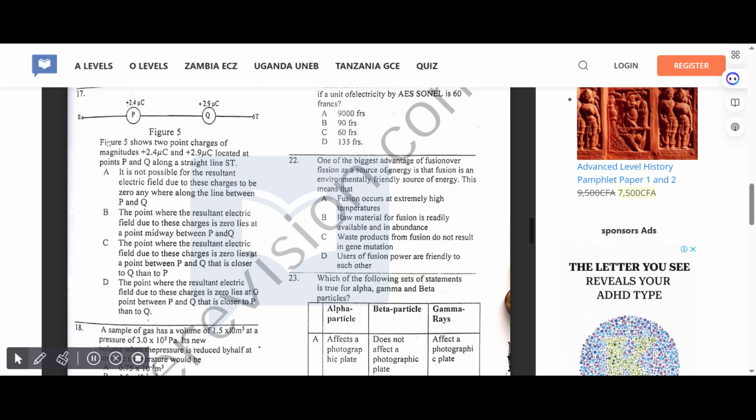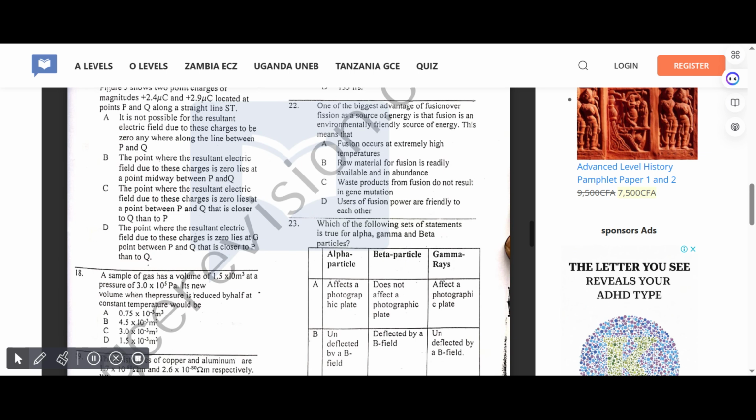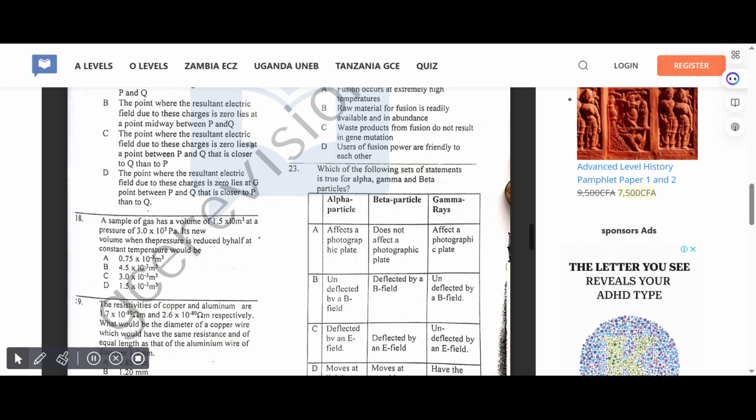One of the biggest advantages of fusion as a source of energy is that fusion is an environmentally friendly source of energy. This means that the correct answer for 22 is C. Waste products from fusion do not result in chain mutation. Which of the following sets of statements is true of alpha, gamma, and beta particles? Correct answer for 23 is C.